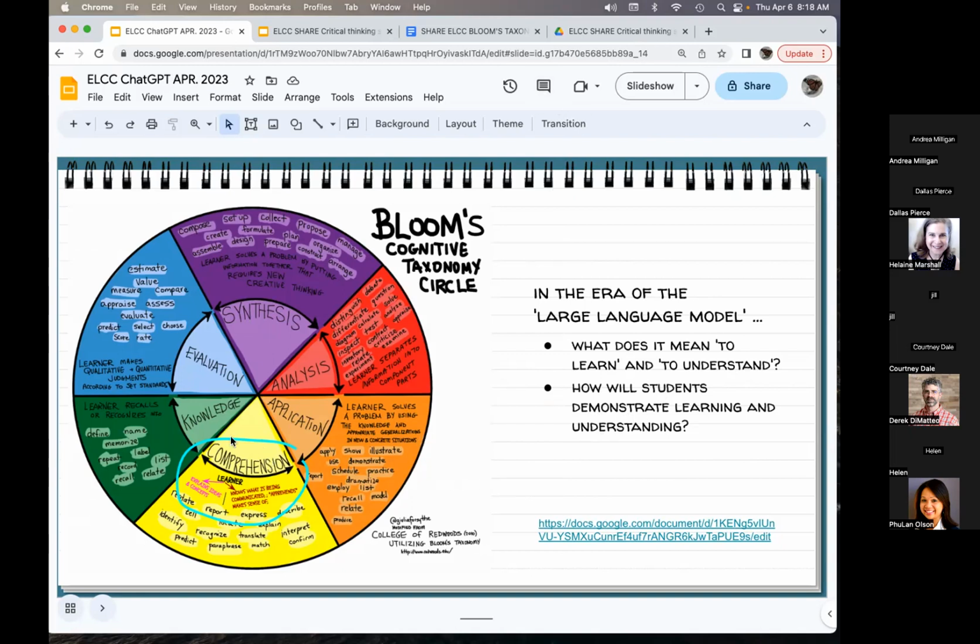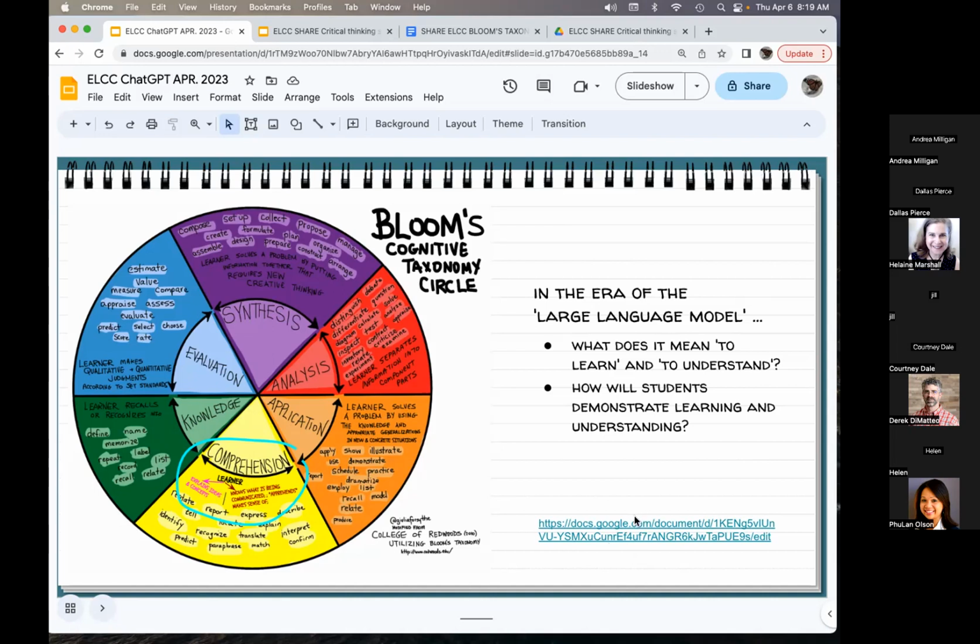I think a lot of times people think of comprehension as a lower order skill on the taxonomy list. But if we rethink that and say lower order skills are the things that ChatGPT can do, it cannot understand. So understanding has to drift to the top of the list.